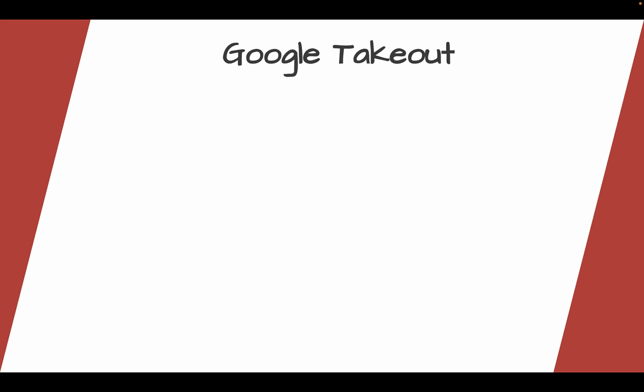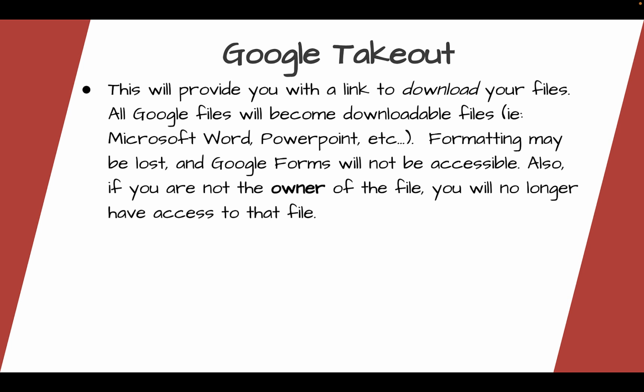Here are some things you should be aware of before you begin your Google Takeout. First, Google Takeout will provide you with a link to download your files. All Google files will become downloadable files. For example, a Google Doc will become a Microsoft Word document, and etc. That means formatting may be lost, and Google Forms will not be accessible. Also, if you are not the original owner of the file, you will no longer have access to it.